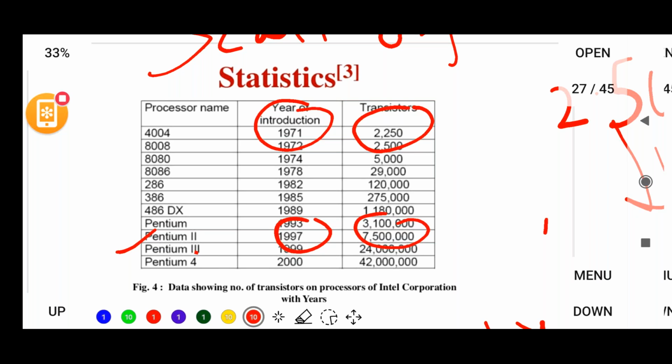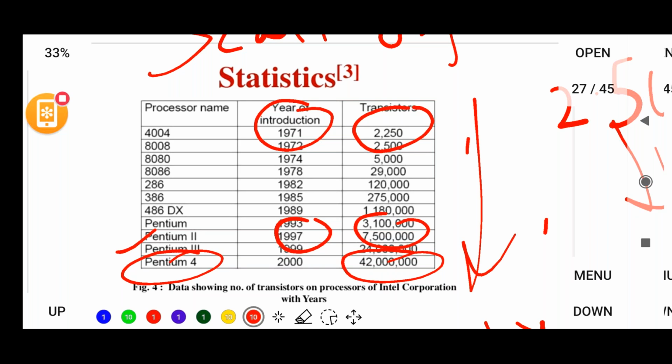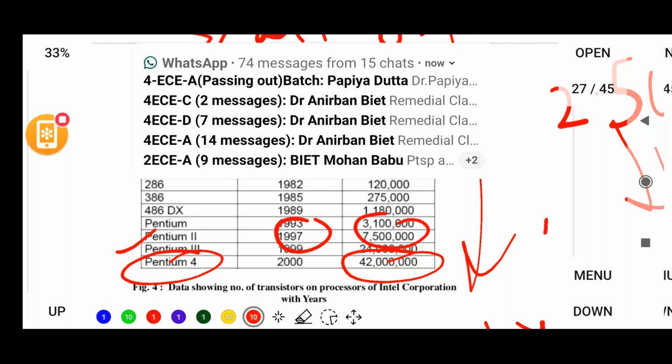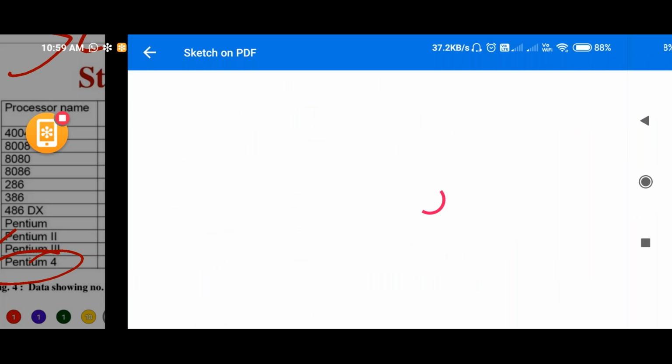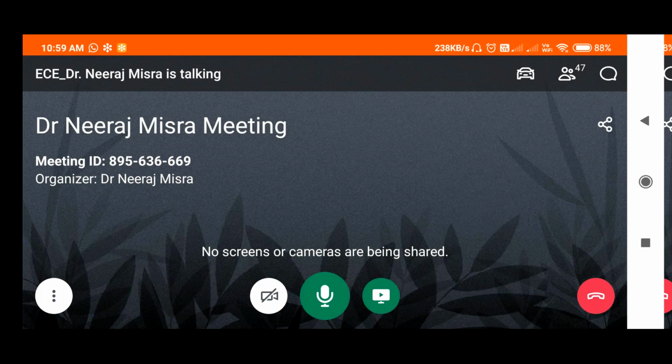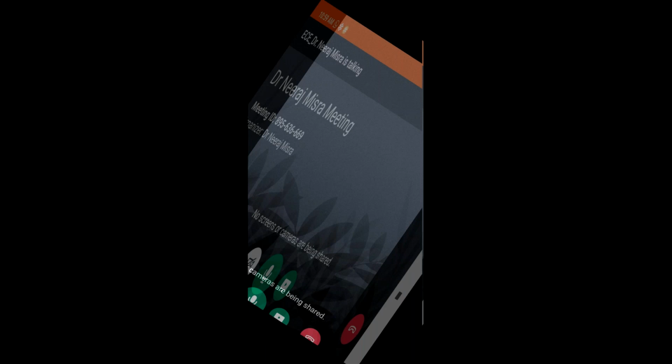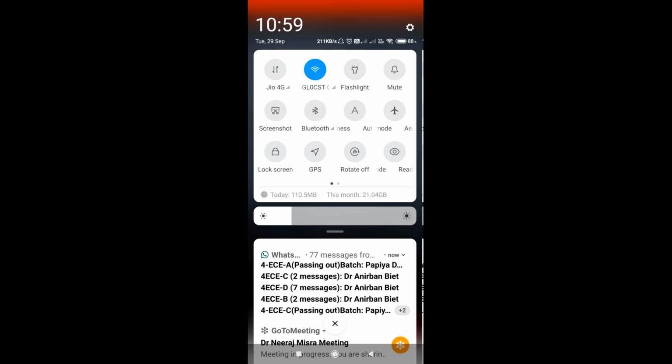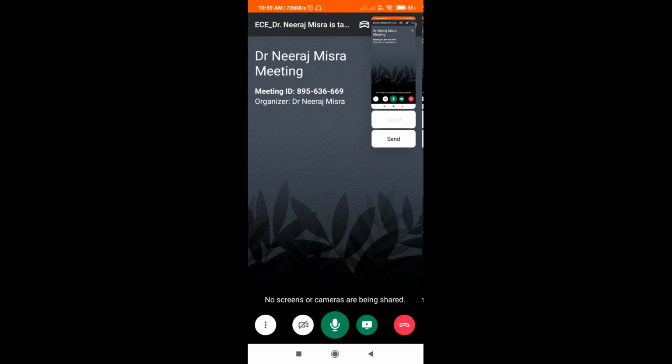And similarly, if you talk about the Pentium 4 processor, the number of transistors is very high. So that is the evolution in terms of the number of transistors. Okay, so I think you have a better picture in your mind: every time your VLSI circuit is going in an advanced way.